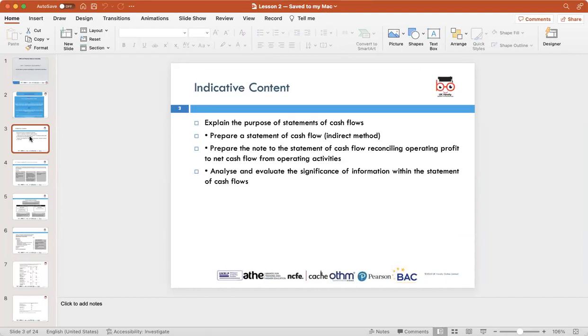Indicative contents. So we will talk about statement of cash flow and explain the purpose of statement of cash flow. Prepare a statement of cash flow using indirect methods: prepare the note to the statement of cash flow, reconciling operating profit to net cash flow from operating activities. Analyze and evaluate the significance of information within the statement of cash flows.